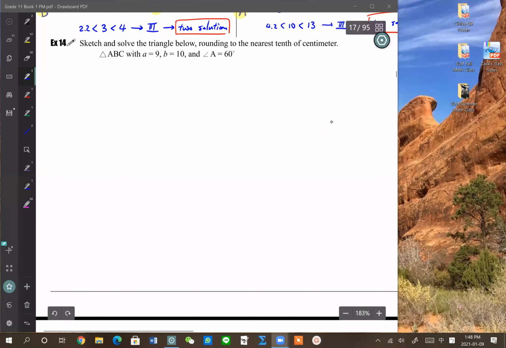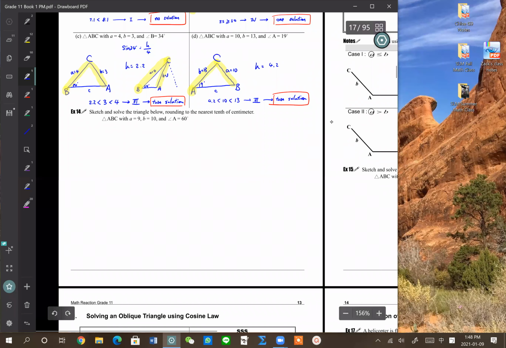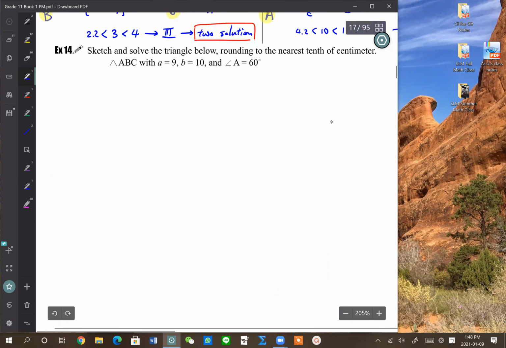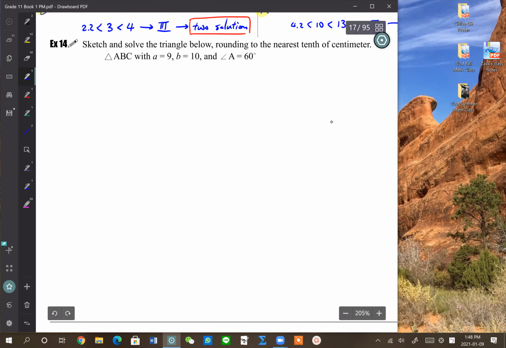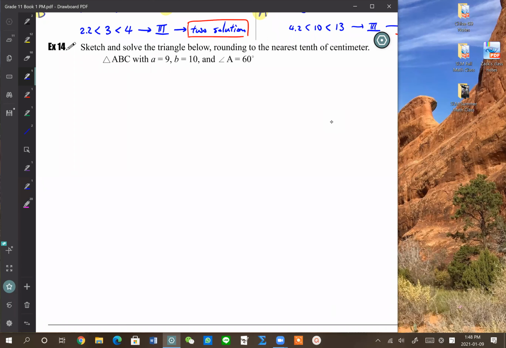So please turn to page 11, okay? We'll move on to question 14. So we'll start by sketching, right? Sketch the triangle here and solve. Solve means find all missing parts. Round the final answer to the nearest 10.